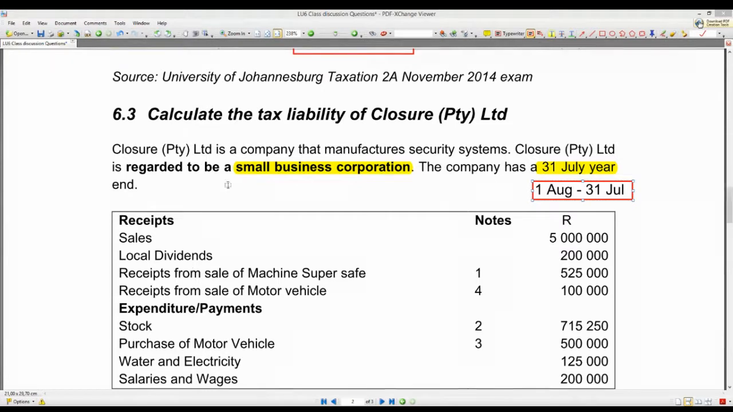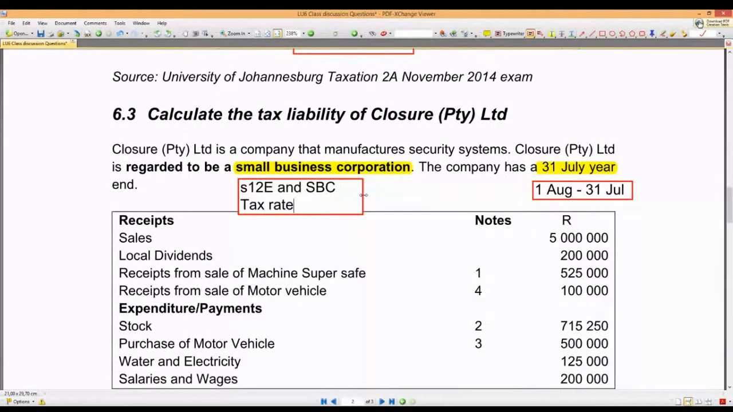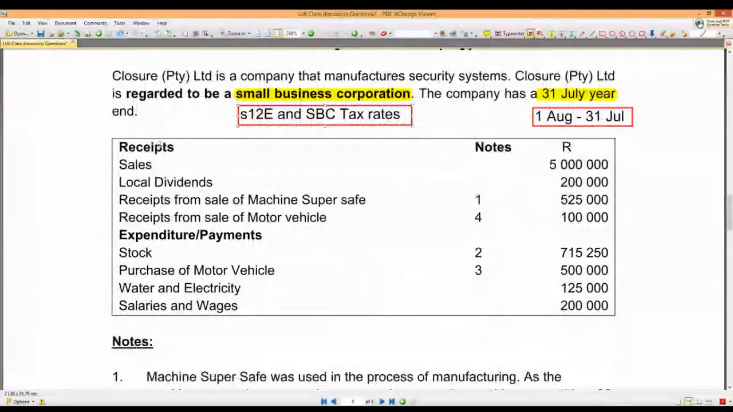Okay, so that's correct. Section 12E is applicable. And then the other thing is the SBC tax rate will be used when we work out liability at the end. Okay, so that is something that needs to go off in your mind once you see that information. Okay, then they give you a table with receipts and expenditure. Now, what I would suggest you do is we would normally start with the ones that don't have notes, and then where it has a note, you would go to the further information to see what information they have provided so that we deal with that specifically.